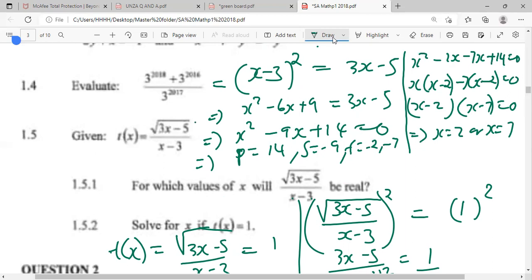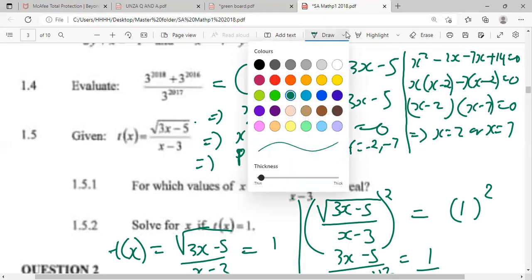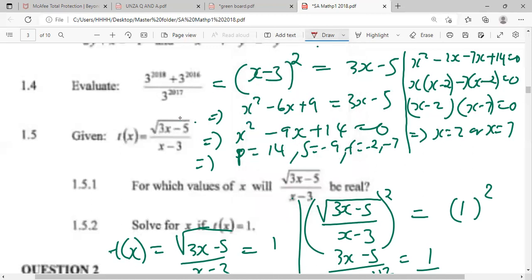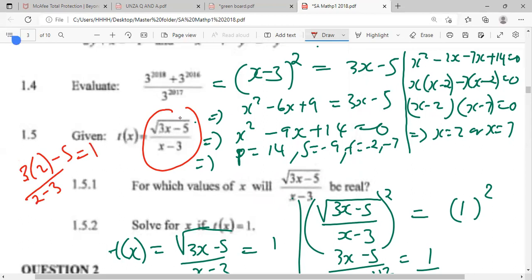But now, when you check here, if you put 2 here, you have got 3 by 2 minus 5 over 2 minus 3. Will this give us 1? So 3 by 2 is 6 minus 5, it's 1, over 2 minus 3 is negative 1, and the answer is negative 1, meaning that it will not give us that. So we discard x equal to 2. But x must be equal to 7.